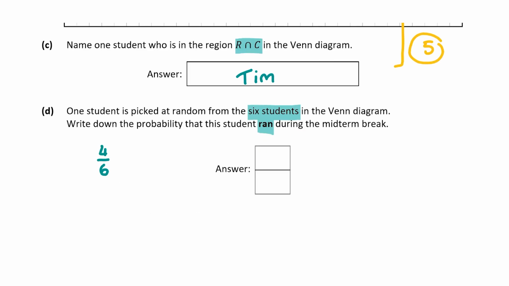Now this can be simplified because we can divide above and below by 2. So 4 divided by 2 is 2 and 6 divided by 2 is 3. So 4/6 is equal to 2/3. So the answer is 2 over 3. And for this question, you're going to get a total of 5 marks. Now, if you left your answer as 4 over 6, you would still get these 5 marks. But in other questions, you might lose marks if you don't simplify, so it's always best to simplify.